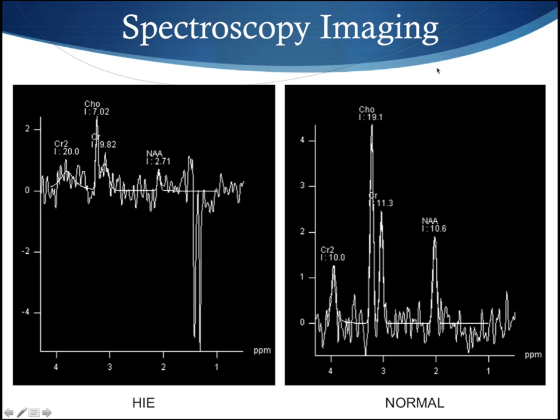Here's an example of spectroscopy imaging. The graph on the left is from an HIE patient, and we see here that there is an inverted doublet peak occurring at 1.3 ppm, representing lactate, which is severely elevated in this patient who had profound HIE. We also see a relative decrease in NAA. The normal is shown on the right. In this case, you can appreciate that there's an absence of a lactate doublet and the normal relationship of creatine, choline, and NAA.